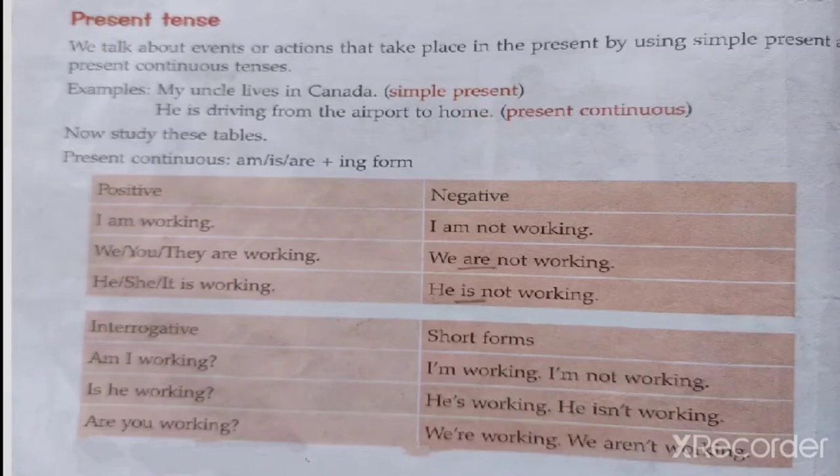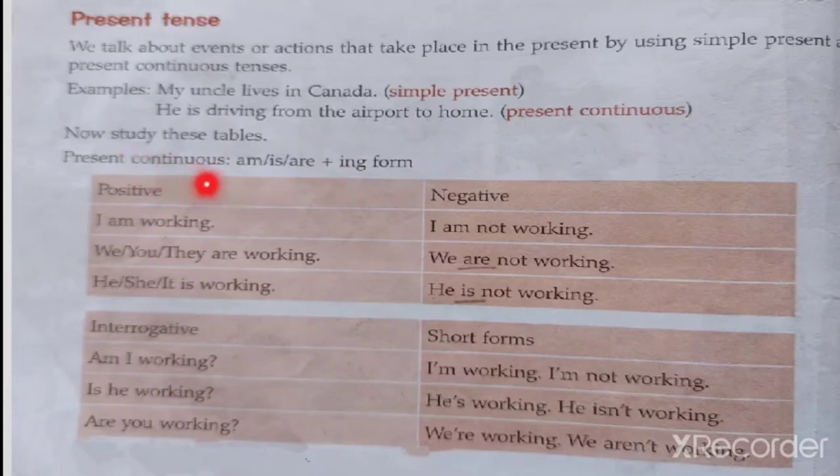Now what's the difference between these? Simple present, my uncle lives in Canada, means in the past also he was there. Now in this moment also he is there only. So the action is used for habitual action. He is there only, and in future maybe he will be there. So for that we have to use this simple present. And here, this action is happening in this moment. So for that we have to use present continuous tense.